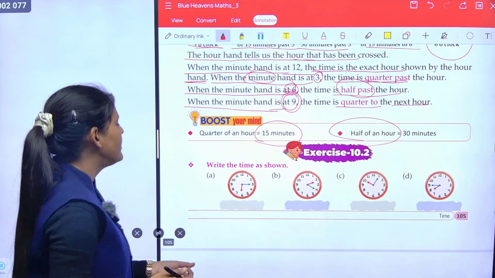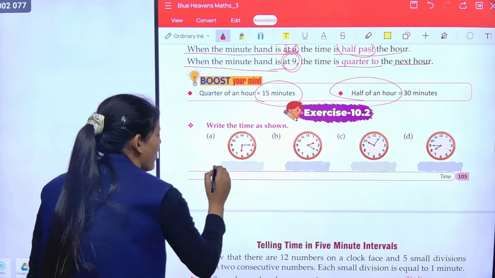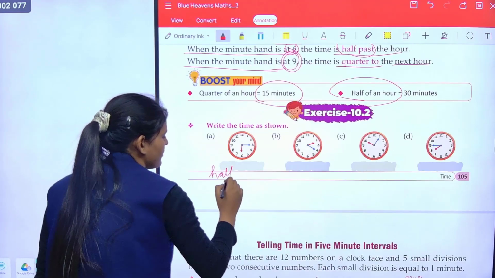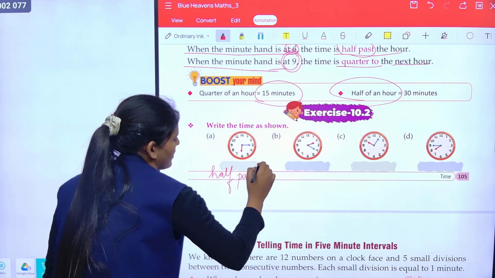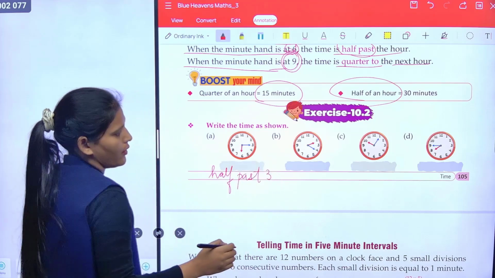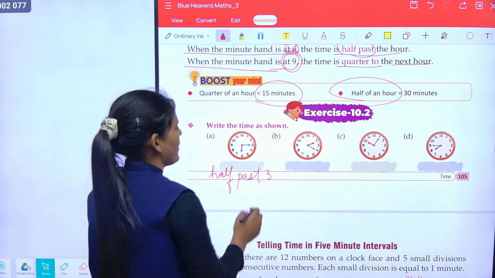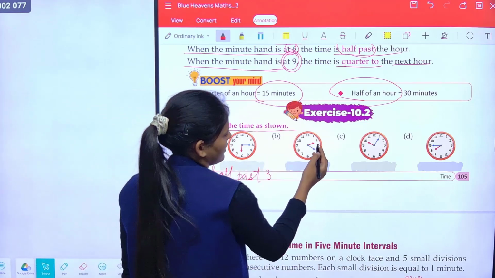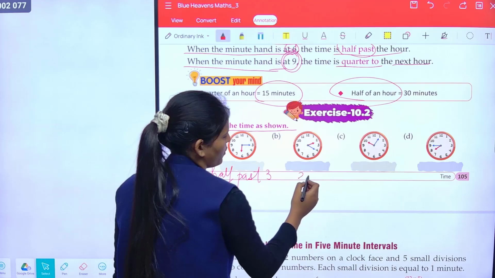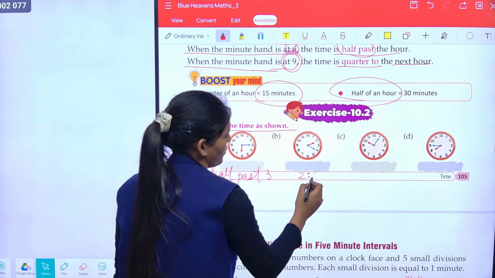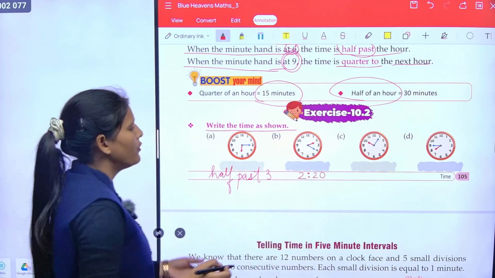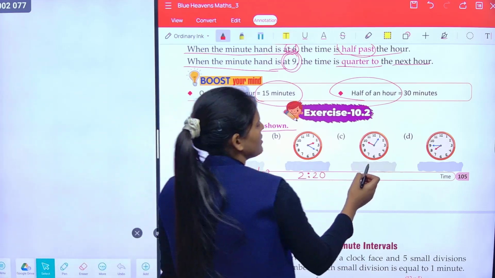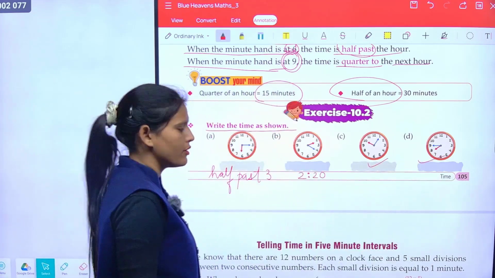So, write the time as shown. It is half past 3. Okay. Now, it is 2:20. 2:20. Now, students, rest of the parts do yourself.